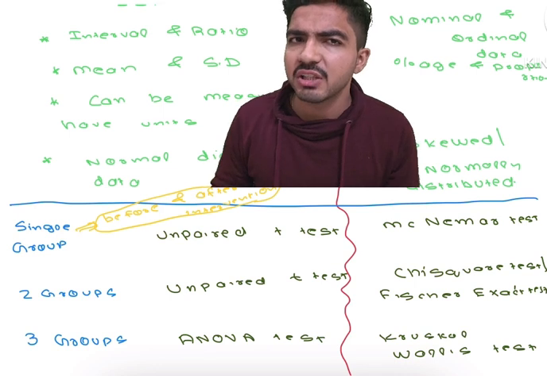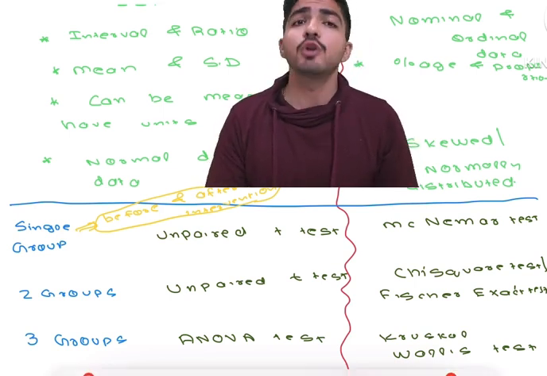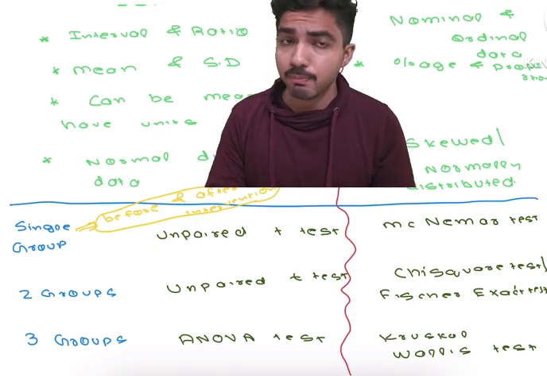So obesity is a qualitative data, and the test which I have to apply for checking the p-value, for calculating the p-value in this case is McNemar test.